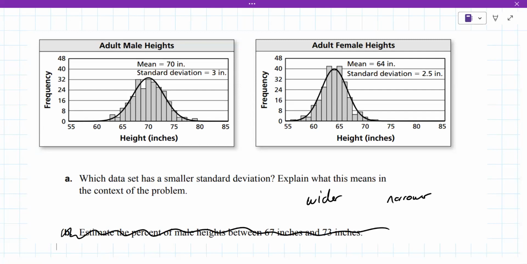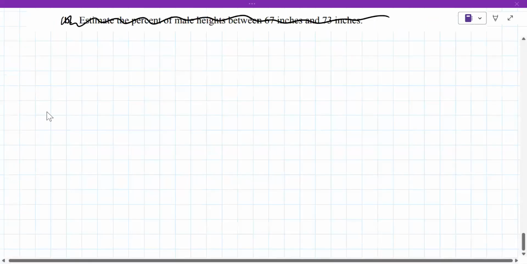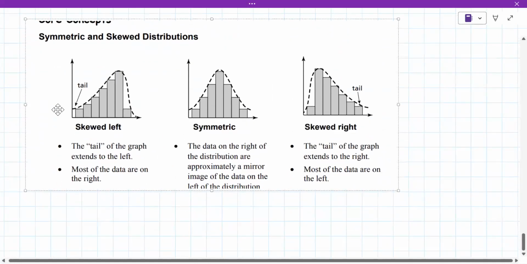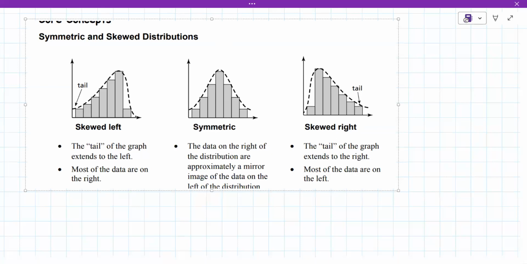All right. So you have to know these three shapes of your distributions. Skewed left means the tail is to the left. Skewed right, tail is to the right. And symmetric, well, it's symmetric. It looks symmetric.